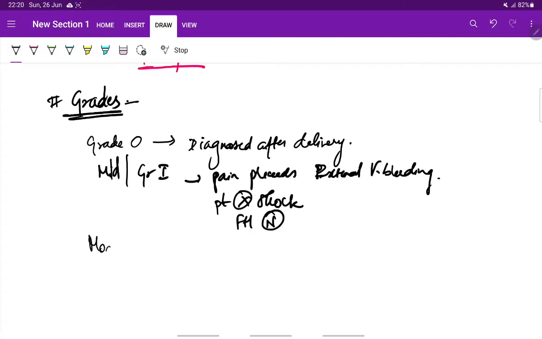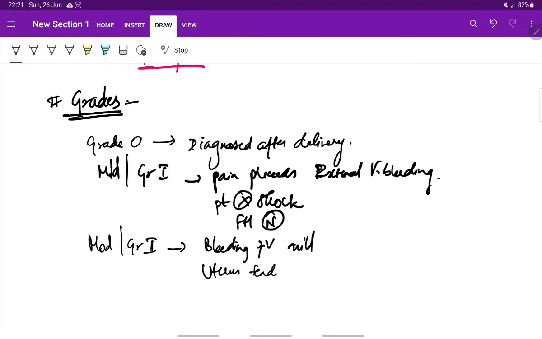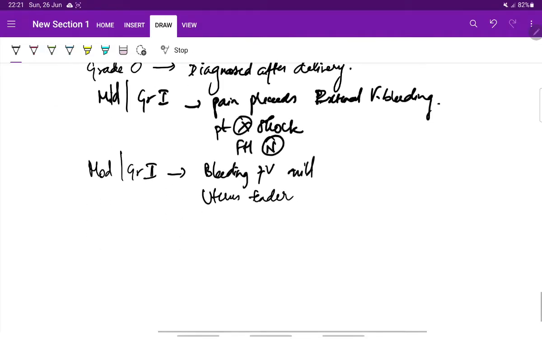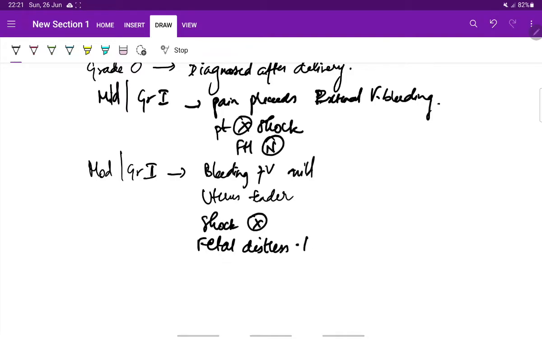Next is moderate or grade 2 abruptio placenta, in which the bleeding PV is mild, uterus is tender, maternal shock is absent, whereas there is fetal distress present. The fetus is affected but the mother is normal.